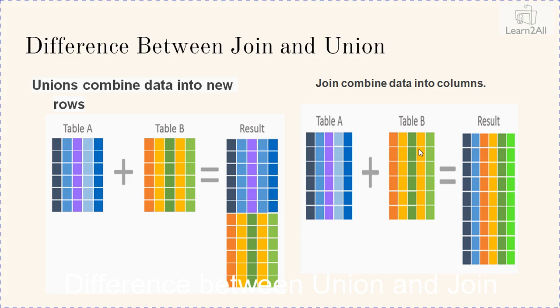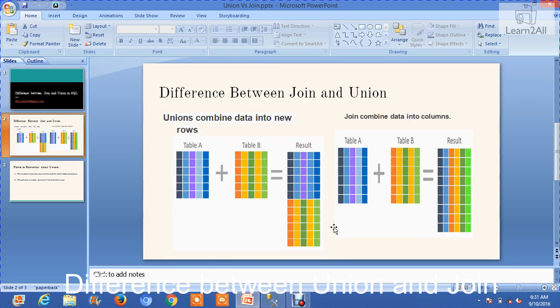Let's see an example. But before I start, I want to clear one thing: union combines the data in the rows and join combines the data into columns. Clear? Now let's see an example.